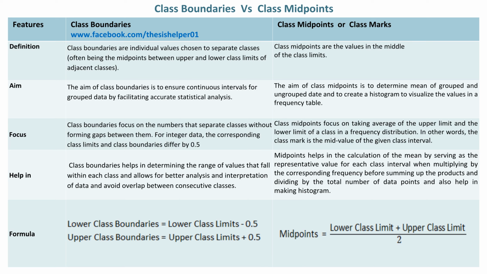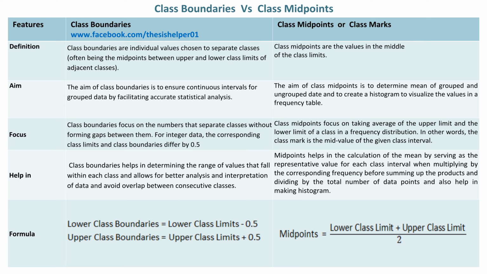The aim of class boundaries is to ensure continuous intervals for grouped data by facilitating accurate statistical analysis. Whereas, the aim of class midpoints is to determine the mean of grouped and ungrouped data and to create a histogram to visualize the values in a frequency table. Class boundaries focus on the numbers that separate classes without forming gaps between them.